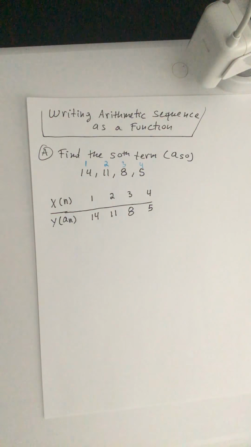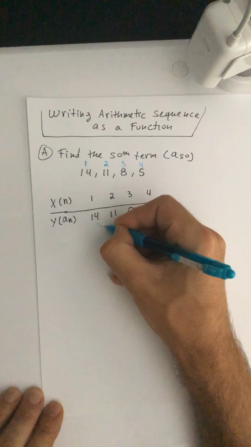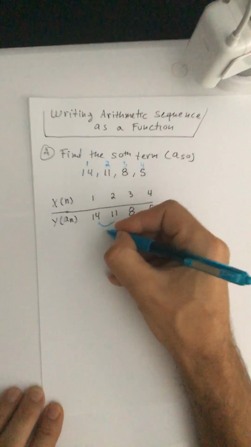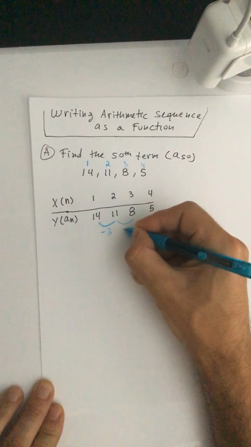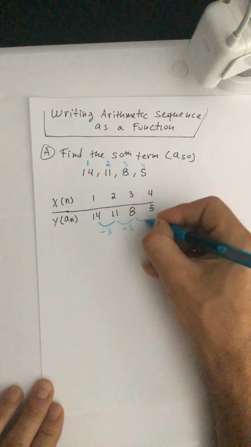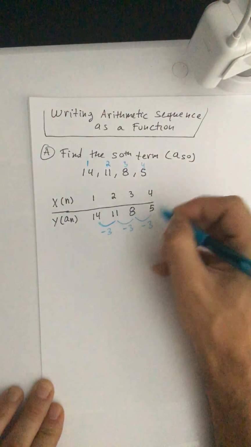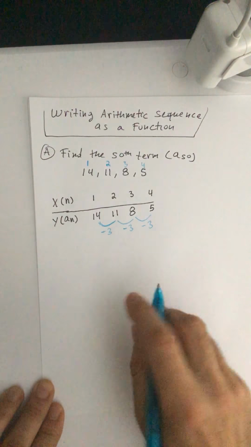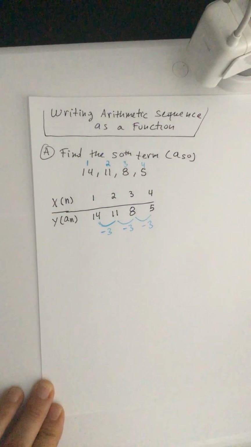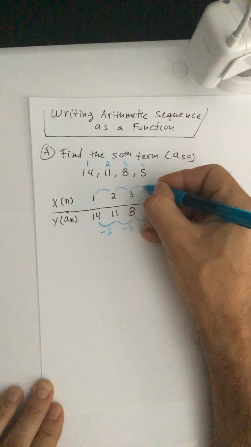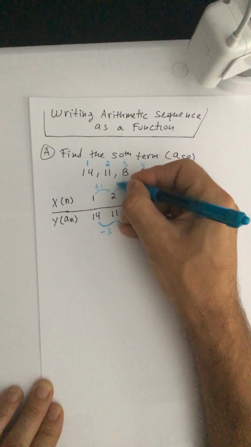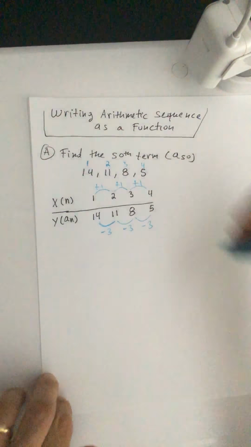So let's find out if this is an arithmetic sequence. Let's find out if we have a common difference. From 14 to 11, we are subtracting 3. From 11 to 8, we are subtracting 3. And from 8 to 5, we are subtracting 3. That's the common difference right there. It's always the same, it's -3. Also, because we're talking about positions, we're always adding 1, another one, another one.